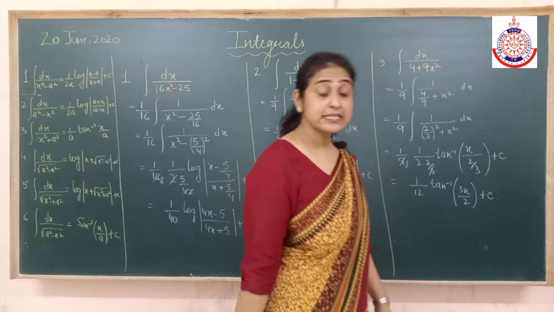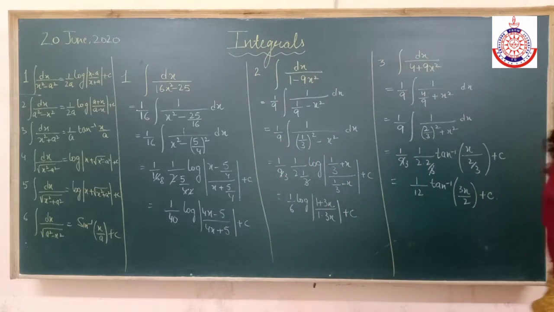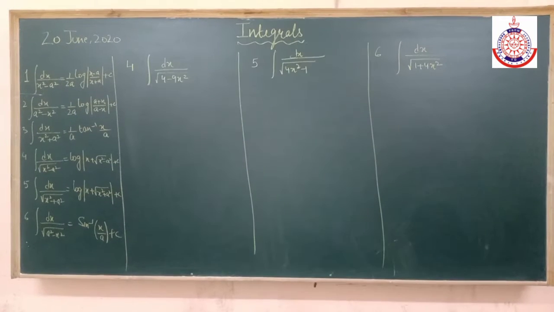Fine. So these were the simpler problems. Directly the form was given. Only there was a coefficient of x square which we took common, and then we solved it. So now let's take more examples. Let's see the next examples.